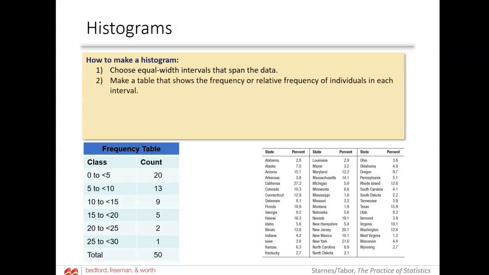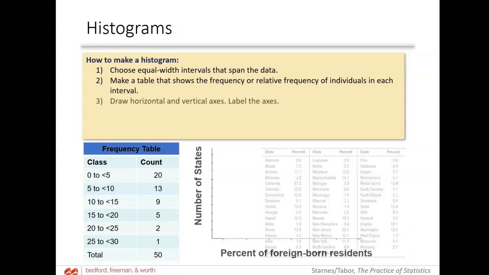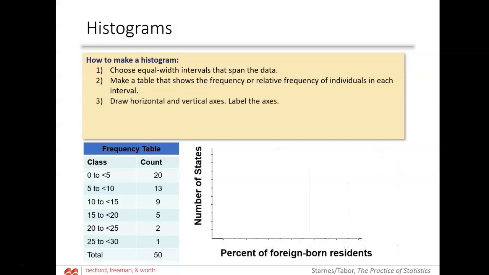All right, choose equal width, make a table that shows the count or the frequency, and sometimes we want relative frequency. Draw the horizontal and vertical axes and label the axes. Okay, so this time they're going to do just a frequency histogram, because it says number of states up the top. And then they appropriately labeled and scaled them. We talked about them being misleading sometimes.